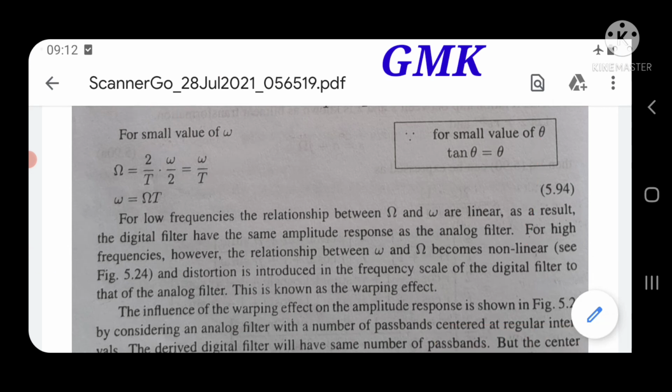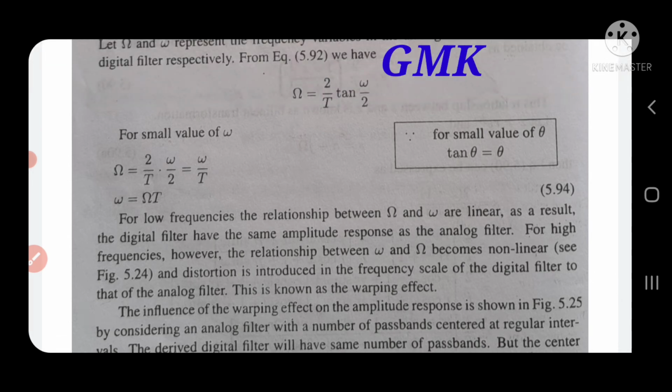For low frequencies, the relation between analog omega and digital omega is linear, and the same amplitude is maintained in the corresponding analog filter. But if we go to higher frequencies, the relation between the frequency variable in the digital domain and the frequency variable in the analog domain becomes non-linear. That introduces some distortion in the frequency scale of the digital filter relative to the corresponding analog filter.